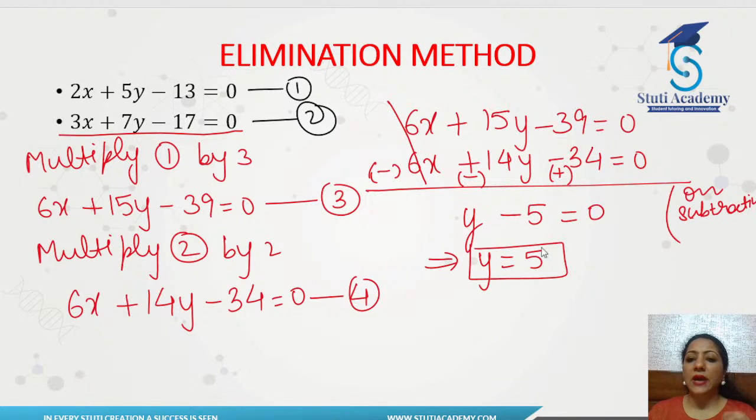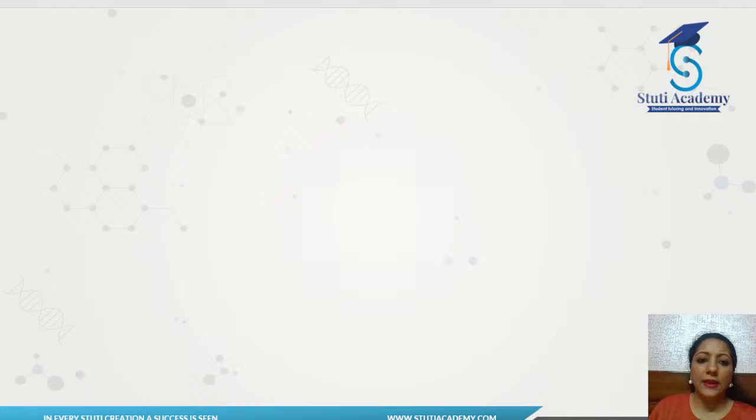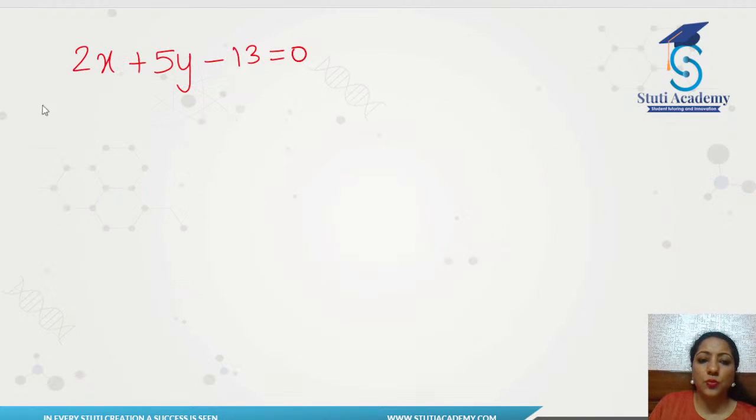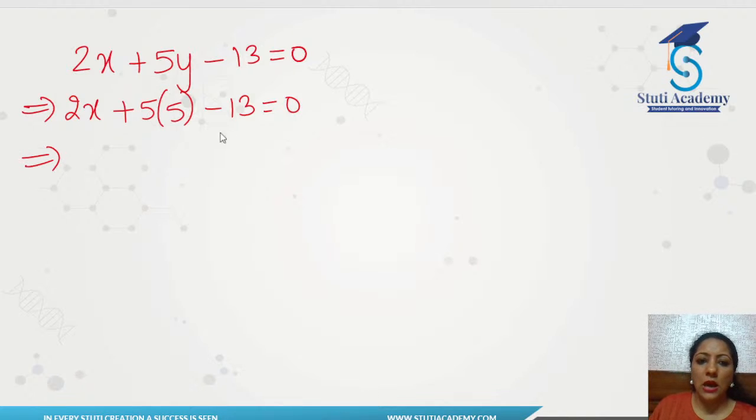Now y is 5. I'm going to take this value and I can put it either in the first equation, second, third, fourth, any one of these. So let's say that I am putting this in the first equation here. So I'll get here 2x plus 5y minus 13 is equal to 0. And then I have got y is equal to 5. So I'll write 2x plus 5 times 5 minus 13 is equal to 0. So let us see how much do we get.